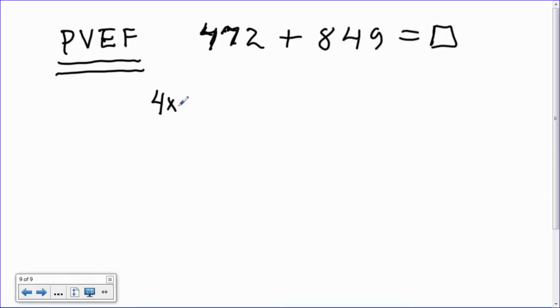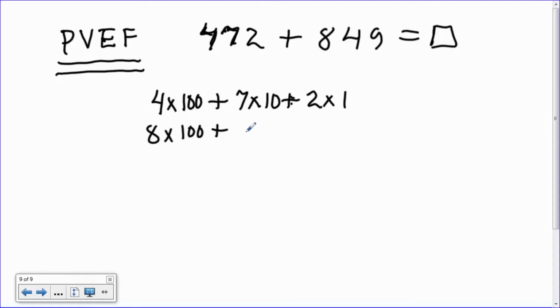It means 4 times 100. The 7 means 7 times 10. And the 2 means 2 times 1. And the 849 means 8 times 100. And the 4 means 4 times 10 because it's in the tens column. The 8's in the hundreds column. And then finally, the 9 is in the ones column, so it means 9 times 1.